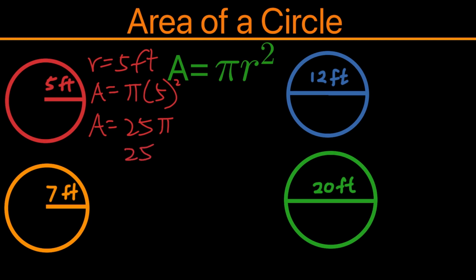So 25 times 3.14. And the answer, after you punch into the calculator, is 78.5 feet square.